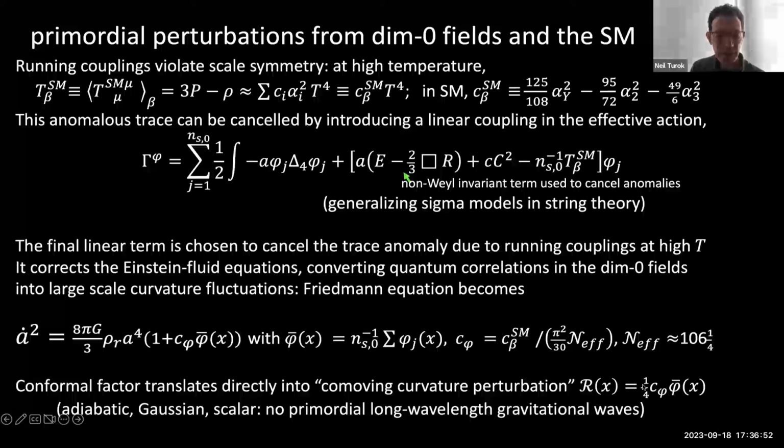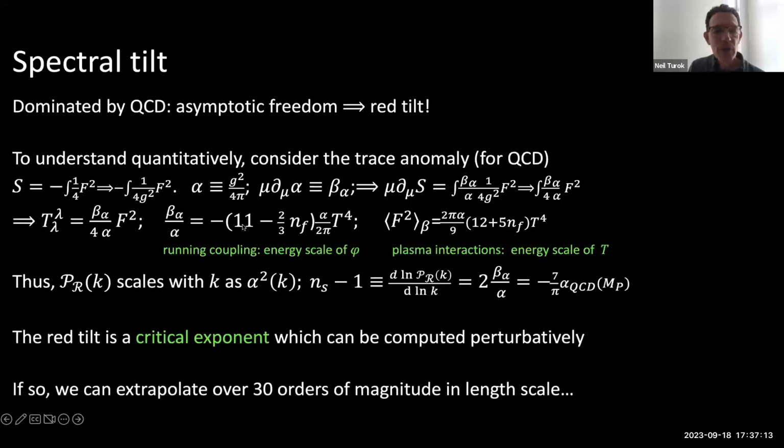So this produces scalar perturbations. They're adiabatic, Gaussian, scalar. There are no tensor gravitational waves, so we will have no trouble with the Planck recent bound on gravitational waves. We predict zero there. And then it turns out you can even predict the tilt of the fluctuation by thinking about the running of the couplings, and so you get an answer which is alpha squared.